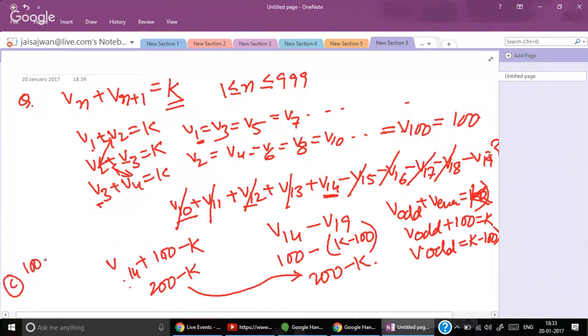V14 is 100. Evens are 100, minus 100 plus K. I would say no, B will not be the answer. Sorry, what? The answer would be C and A. So my option number D would be correct. So from this, option D comes.